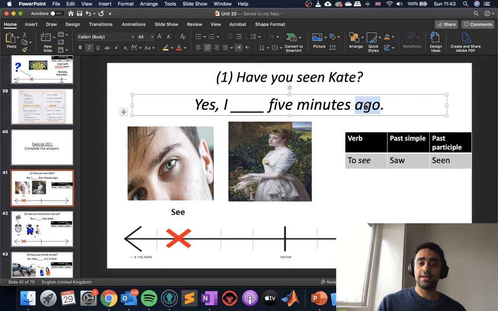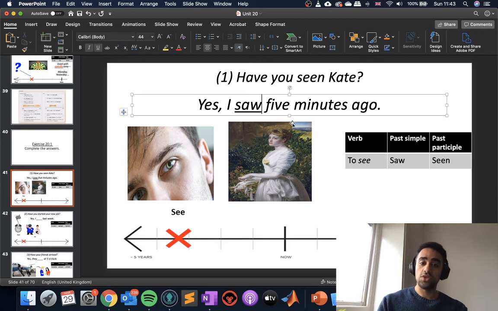So ago is a keyword that indicates it's a past simple sentence. Because we have something specific here that is in the past, our answer will actually be in the past simple. So I saw her 5 minutes ago.